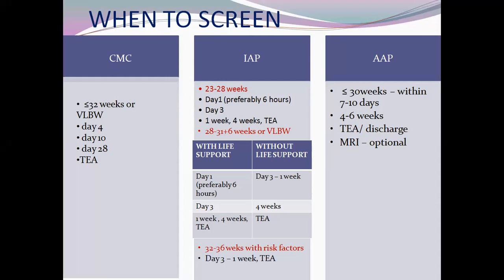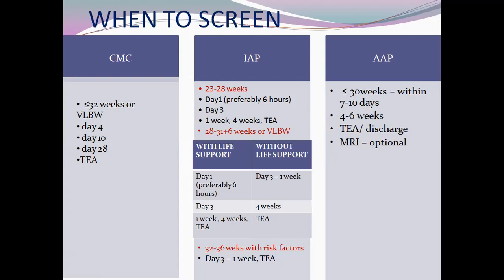If the neonate is between 28 to 31 plus 6 weeks or very low birth weight with life support, the screening recommended is on day 1, preferably within 6 hours, and day 3, and after 1 week and 4 weeks and at term equivalent age. If the neonate is not requiring any life support, the recommended screening protocol is on day 3 to 1 week and at 4 weeks and at term equivalent age. And if the neonate is between 32 to 36 weeks with risk factors for IVH, then the routine screening includes day 3 to 1 week and term equivalent age.